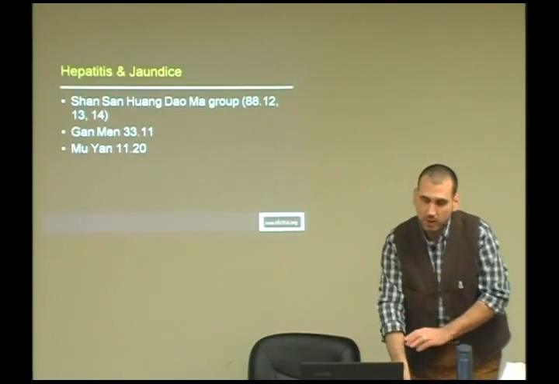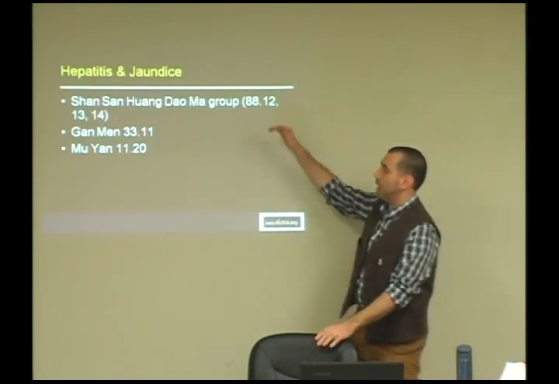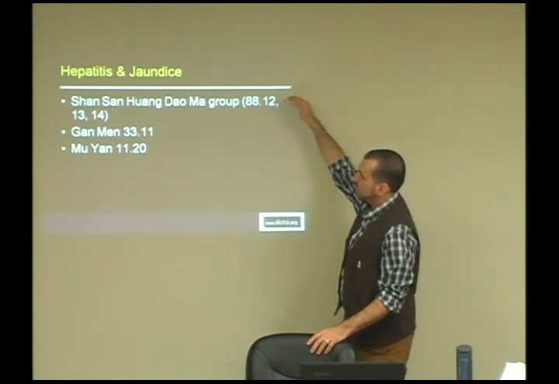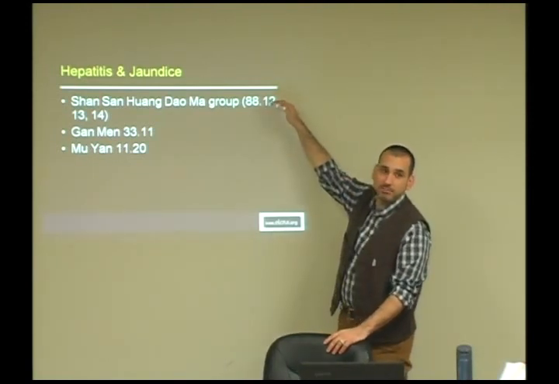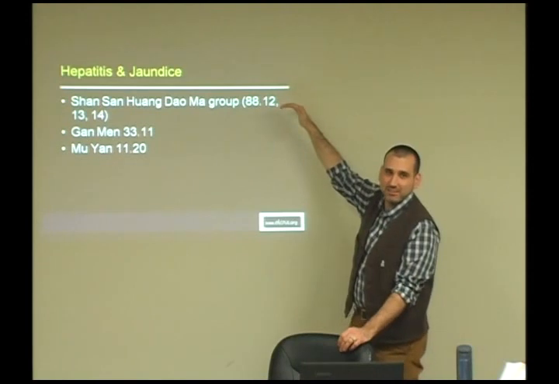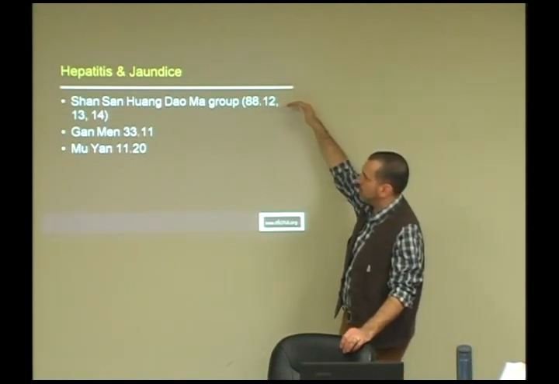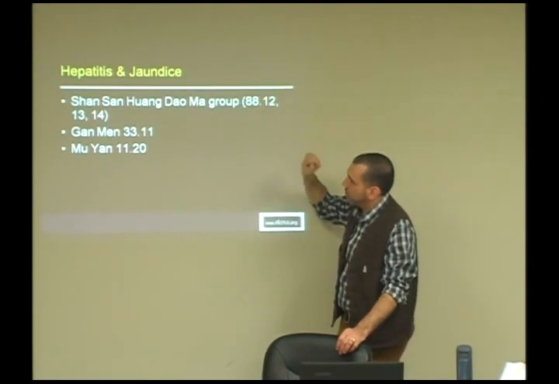So hepatitis and jaundice, the first choice, of course, is the upper three yellows. That's a typo, we can fix that in post. Shang instead of Shan, it's Shang San Huang, upper three yellows: 8, 8.12, 13, and 14.